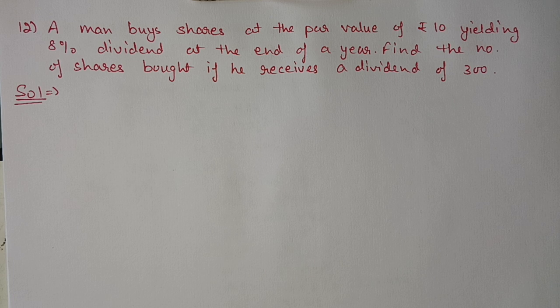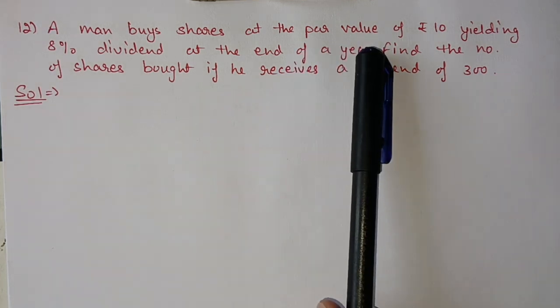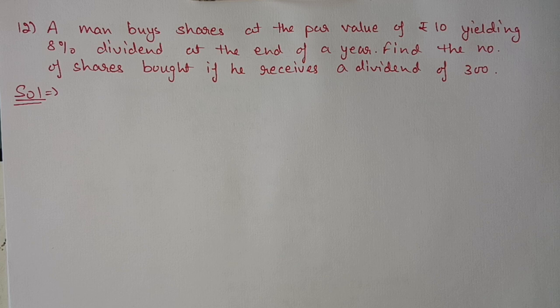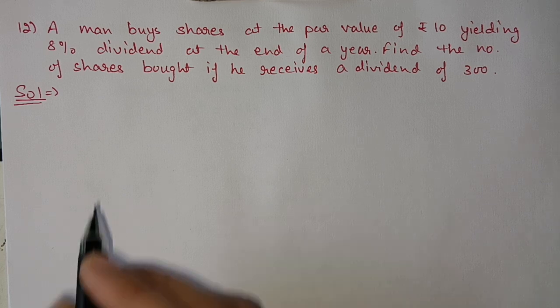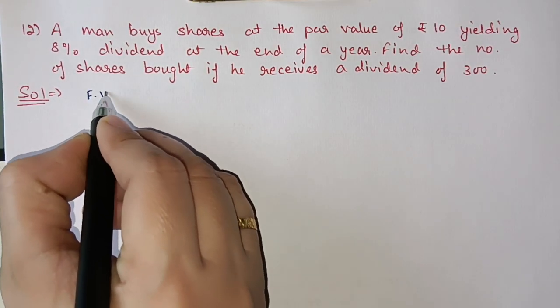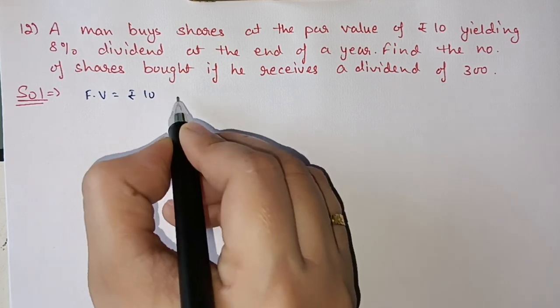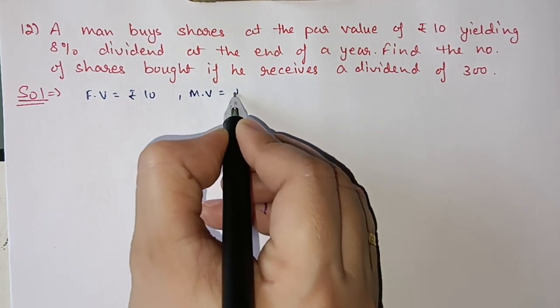Next, question number 12. A man buys shares at the par value of rupees 10 yielding 8% dividend at the end of a year. Find the number of shares bought if he receives a dividend of 300 rupees. So here at par value means face value and market value are the same, that is rupees 10. So face value is rupees 10 and market value is also rupees 10.